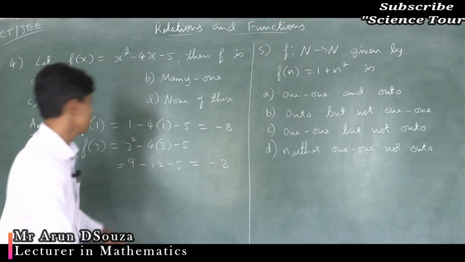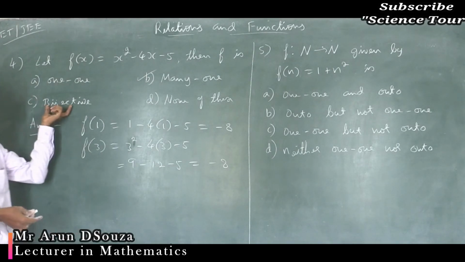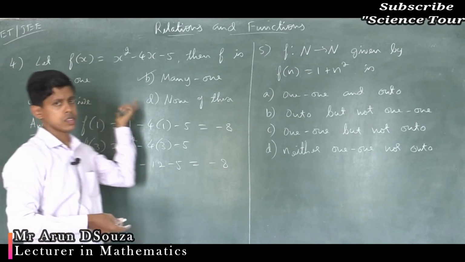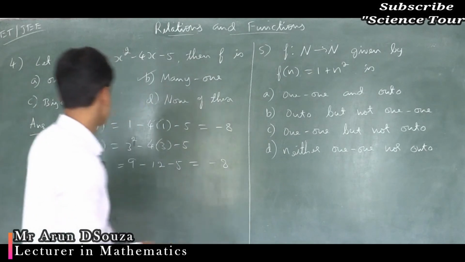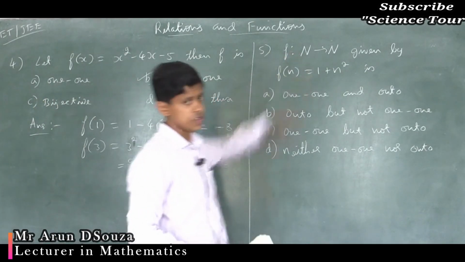So this is clearly many 1 function, because if it is not 1 1, it cannot be bijective. So that is the option for the 4th question. Now let's move on to the 5th one.